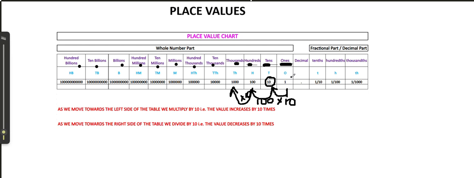In this way, as we move from the ones place towards the left side, the number of zeros increases one by one. For the tens place, 1 zero. For the hundreds place, 2 zeros. For the thousands place, 3 zeros. For the 10,000 place, 4 zeros, and so on and so forth.